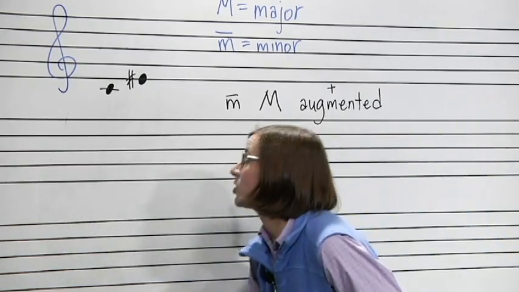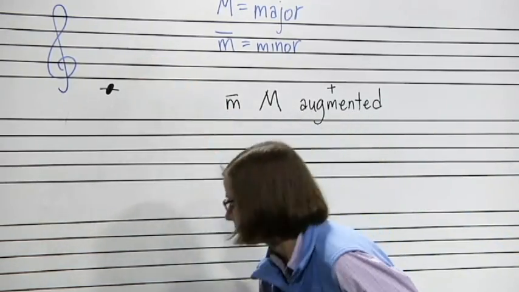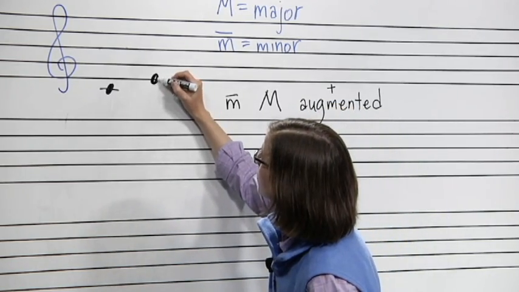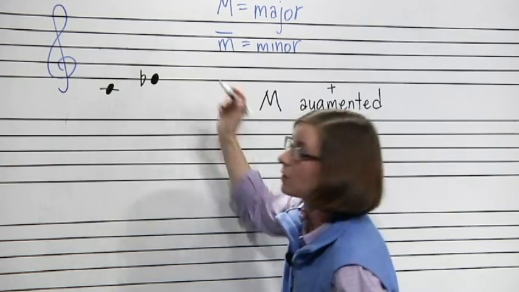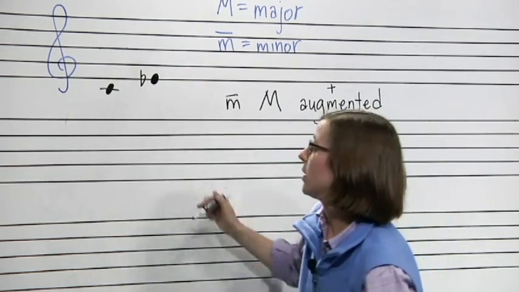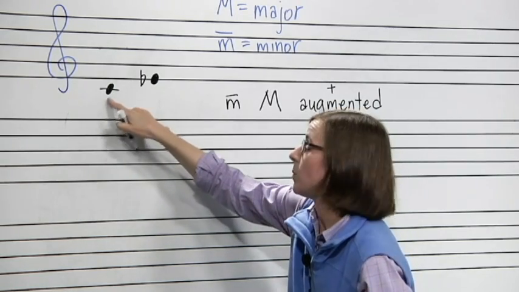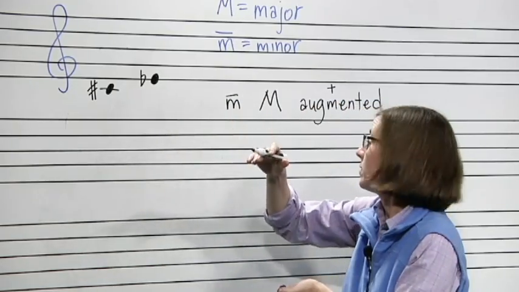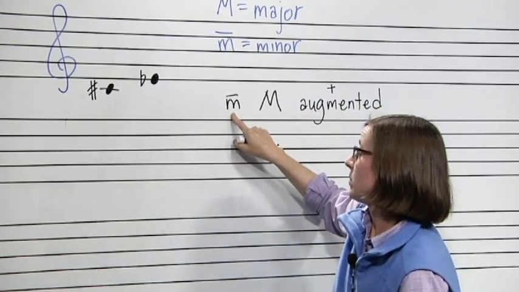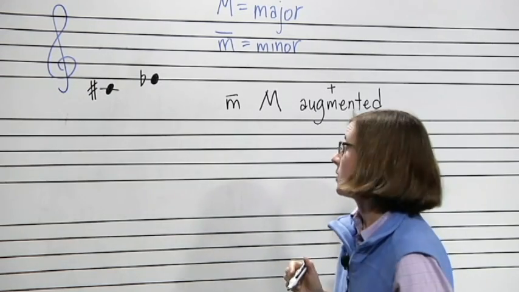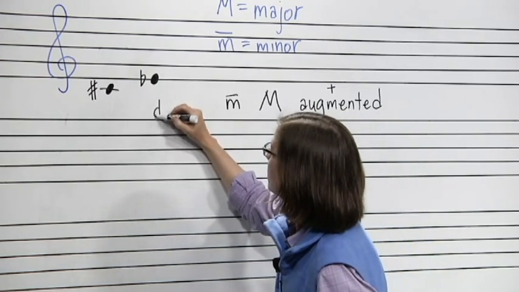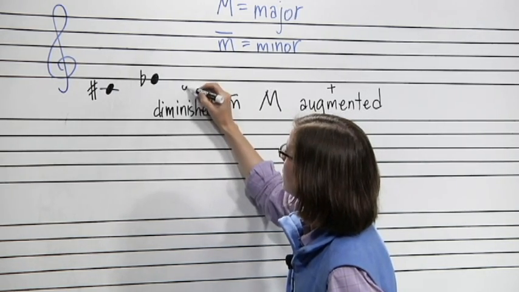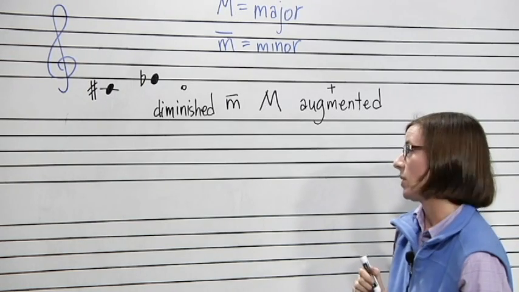So we'll just look at the other direction now. What happens if it shrinks? Here we have a minor third. What if we compress it even more? I'll compress it by sharpening the C. I've just shrunk it down. So now, if this is 3 half steps, what I have here is actually only 2 half steps. And that's diminished. There's a little circle, and that's your abbreviation for that.